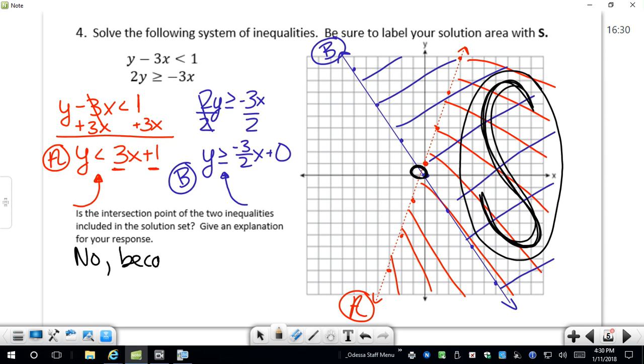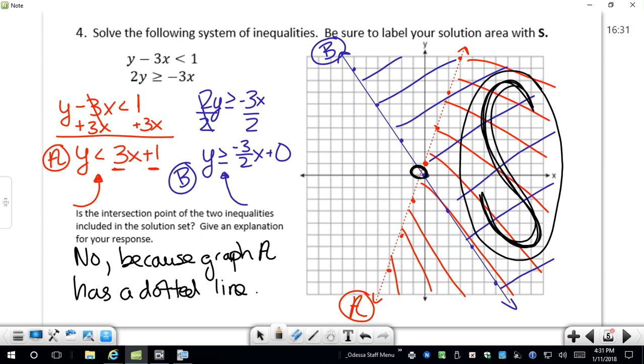because graph A has a dotted line. And guys, there's a lot of different ways that we could word this. I would say that this is the most simplistic, easy way to remember. Remember, if we can keep our explanations short and to the point, it leaves less room for us to make errors and ramble on. So if we can keep it short like this, that's the best way to go.